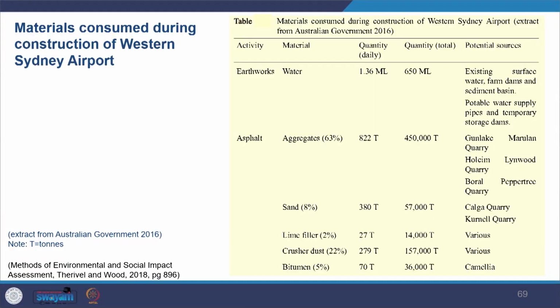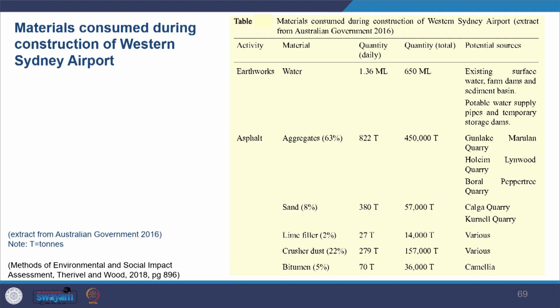Here in this example, we look at the example of an airport as given in the book. We look at the example of airports from Australia, Western Sydney, and how they are documenting their material. Material consumed during the construction of the Sydney airport has been recorded in tons. You look at how much water they are consuming during the earthwork, what the potential source is, and they have also quantified it.